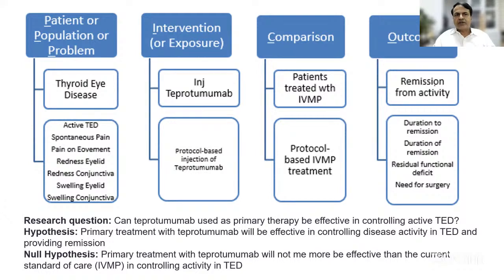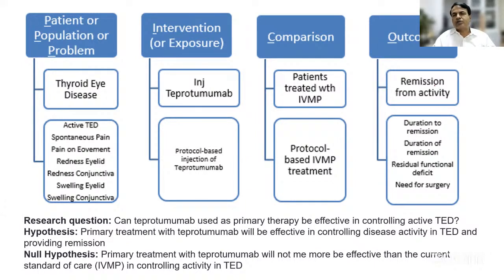So population here is a group of patients who have active thyroid eye disease, which means that they should have spontaneous pain, pain on movement, redness of the eyelid, conjunctiva, swelling of the eyelid, and swelling of the conjunctiva. Exposure here is injection teprotumumab, which is protocol-based injection of teprotumumab for a particular duration of time. And what do you compare that group with? With patients who are receiving the current standard of care, which is intravenous methylprednisolone, again, protocol-based IVMP treatment. And the outcome would be remission from activity. Now, the factors that you measure in outcome would be duration to remission.